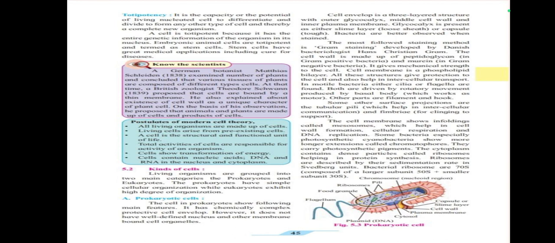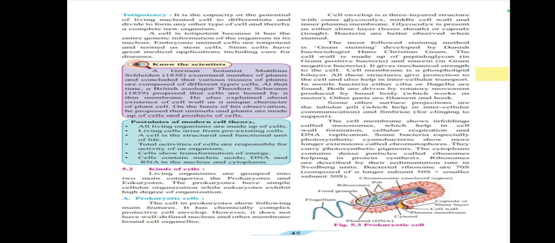Totipotency. It is the capacity or potential of a living nucleated cell to differentiate and divide to form any other type of cell, and thereby a complete new organism. A cell is totipotent because it has the entire genetic information of the organism in its nucleus. Embryonic animal cells are totipotent and termed as stem cells. Stem cells have great medical applications, including cure for diseases.